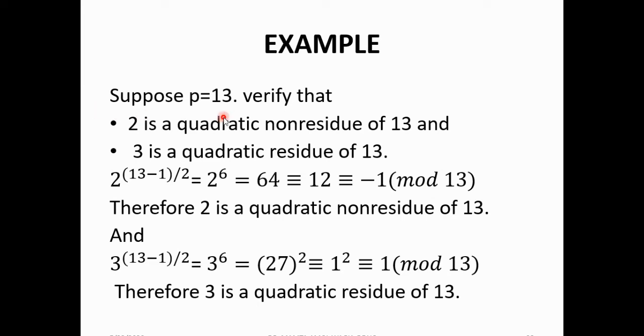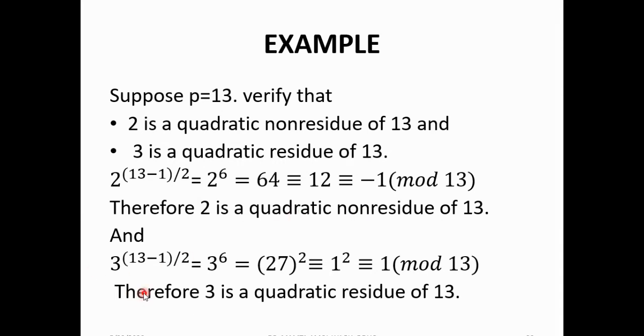Suppose p is 13. We have to verify that 2 is a quadratic non-residue of 13 and 3 is a quadratic residue of 13. So let's check 2 to the power (13 minus 1)/2, that is (p minus 1)/2, which is 12 upon 2, that is 6. So 2 to the power 6 is 64, and 64 is congruent to 12 modulo 13, and this is congruent to minus 1 modulo 13, because 12 minus 13 is minus 1. Therefore 2 is a quadratic non-residue of 13.